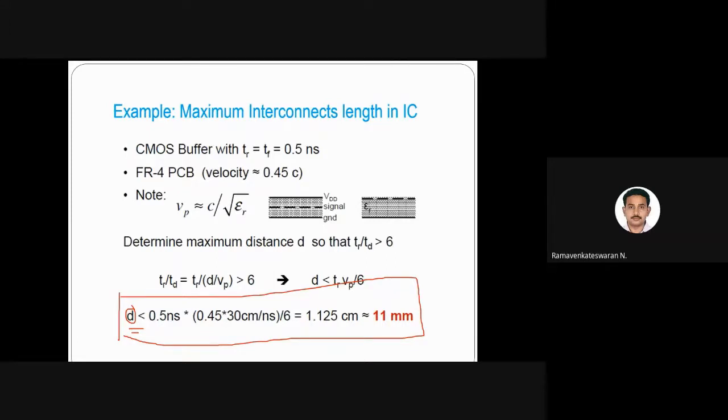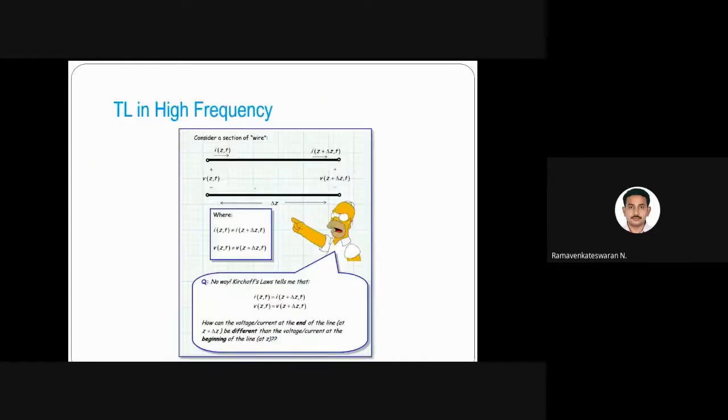What I can keep is only 11 millimeters, which is typically 1 centimeter. So if the CMOS buffer rise time and fall time is 0.5 nanosecond, the distance between two IC interconnects should be a maximum of 11 millimeters. It should not exceed 11 millimeters. The distance should be minimum. These constraints come because of the transmission line.